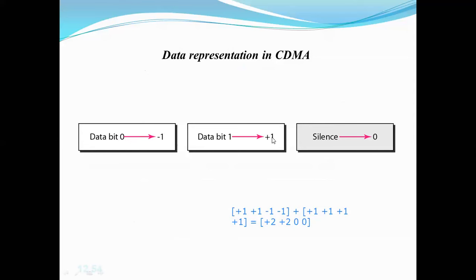Whenever you represent the data element in the sequence as plus one, that means the particular station is sending the data bit as one. Suppose the particular station is silent. If the particular station is silent, then you represent the element in the sequence as zero. So this is how the data representation normally happens in CDMA.